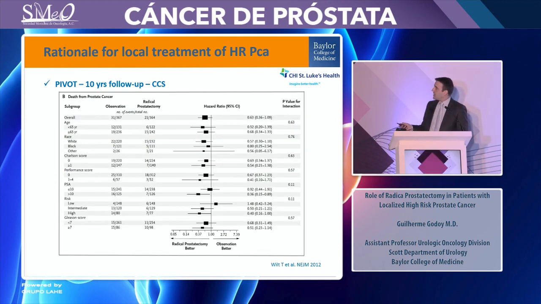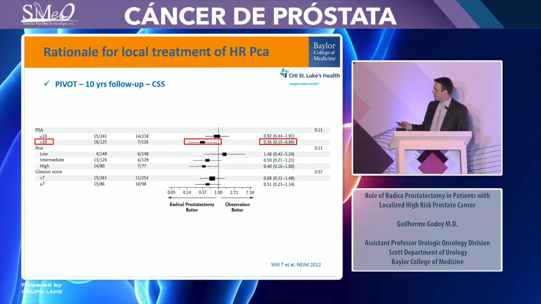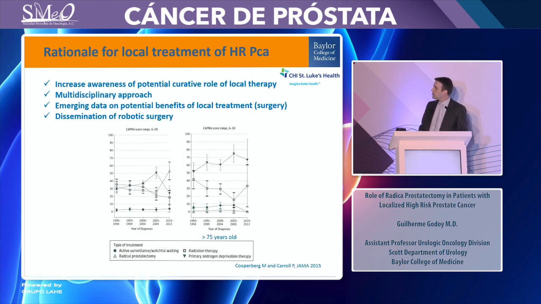Same thing can be observed in the cancer-specific survival. Zooming this table, similarly, we can observe the PSA trends, the high-risk group, and also elevated Gleason being significant or trending towards a benefit to intervention versus observation. This is data from Dr. Cooperberg showing the temporal trend that has happened after the year 2000 or 2005.